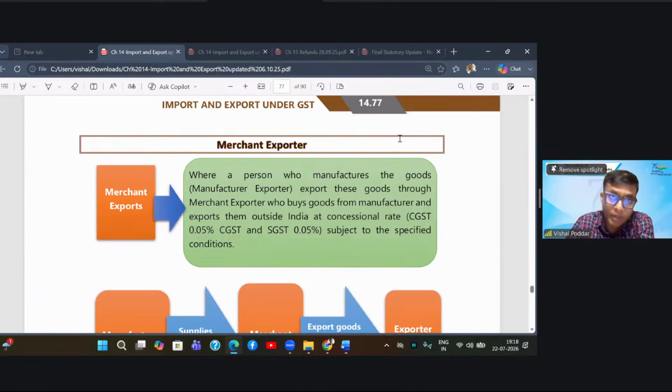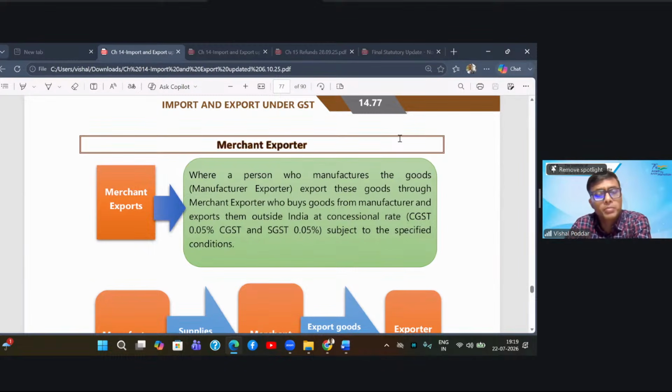Now, when I myself cannot export these goods, but ultimately these goods are to be exported, then comes this point of merchant export. I will sell these goods to a person who is going to ultimately export them. So I am the manufacturer of these goods, but I myself am not exporting or cannot export. So I will be selling it to a person who will be actually exporting. In this particular case, I will be the manufacturer exporter and the person to whom I have sold, who will finally make the ultimate export, is the merchant exporter.